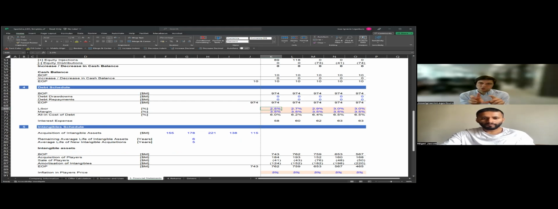Normally there's two types of cost of debt, very simplistically speaking. One is the floating, which is just a margin on top of the LIBOR, and the other one is fixed. There are other ones, but simplistically speaking, those are the two main ones. Here, what we're assuming is just a floating rate above the US LIBOR of 3.5%.